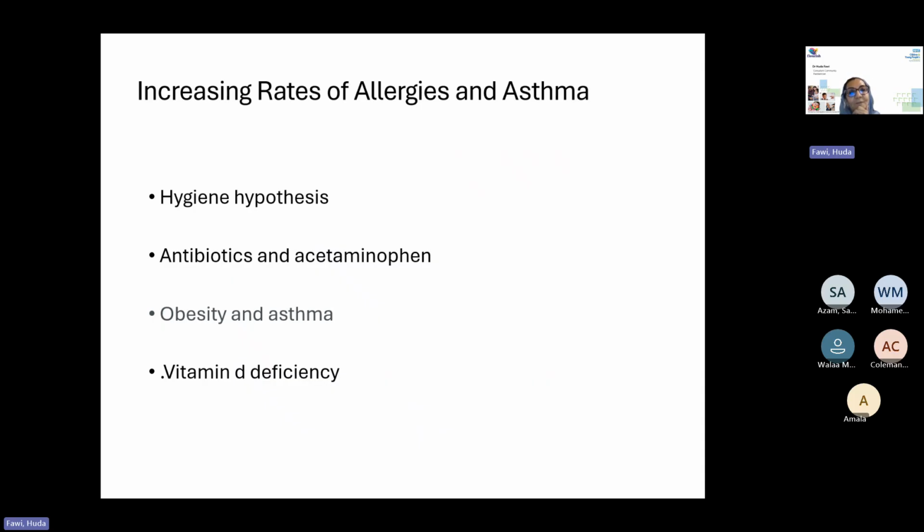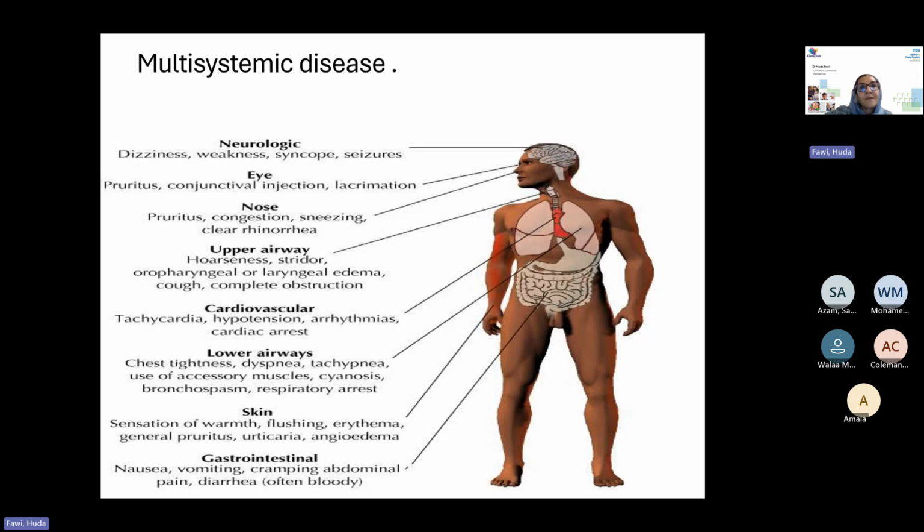Acetaminophen, sorry, can't talk when I'm stressed. Obesity and asthma is another. Obesity as well increases the risk of allergies. And vitamin D deficiency has been postulated to cause allergies or increase these allergies. If there's any questions, let me know.